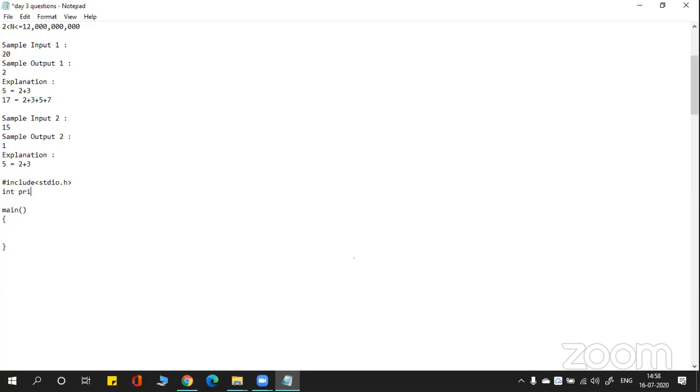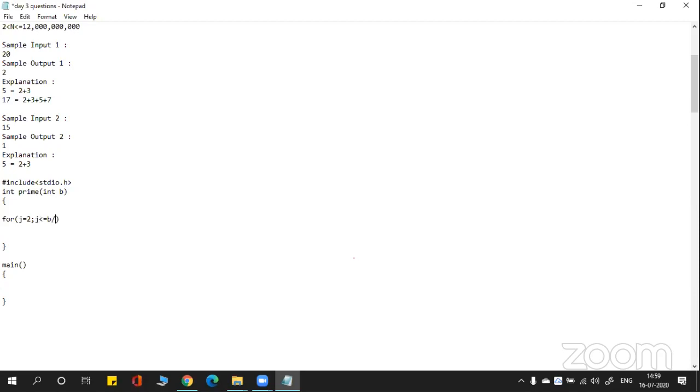I'm taking my function as a. The main logic starts from a for loop. If I want to check for a prime number, I should start from 2. There are many ways: you can start from 1, you can start from 2, you can start from n, you can start from n by 2. Here I'm starting from 2.